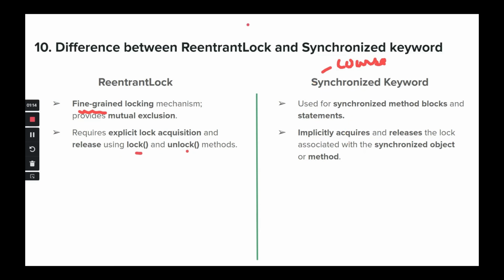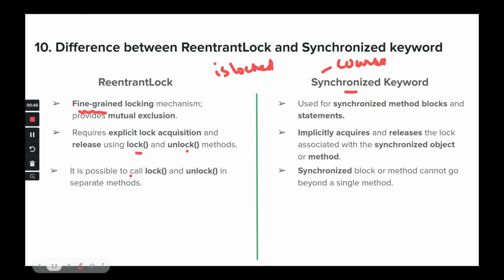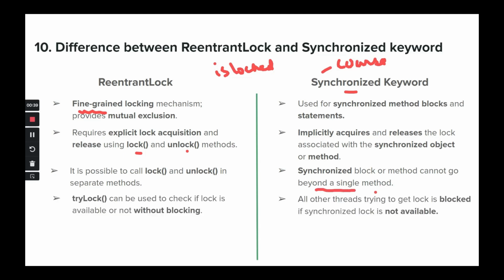No. You enter the synchronized block and you don't know what is happening inside it. You only use wait and notify to do the inter-thread communication. That's it. Who is acquiring the lock? How many threads are acquiring? Nothing we know. But with ReentrantLock, because of methods like isLocked, and then we saw getHoldCount, it is giving you more control over the locking mechanism, contrary to the synchronized keyword. It is possible to call lock and unlock in separate methods, but a synchronized block cannot go beyond a single method. Whatever you have to do has to be inside one method only.